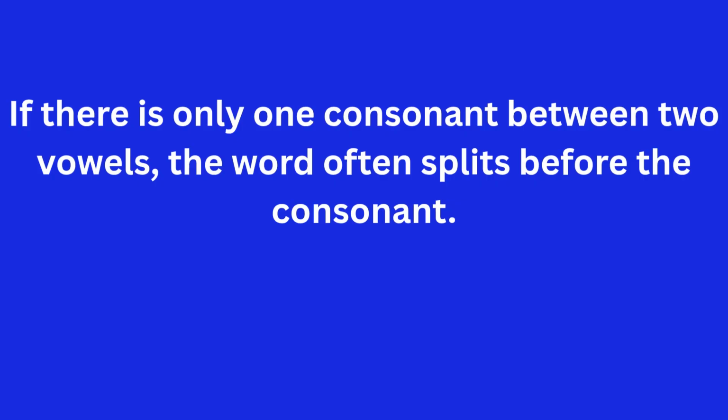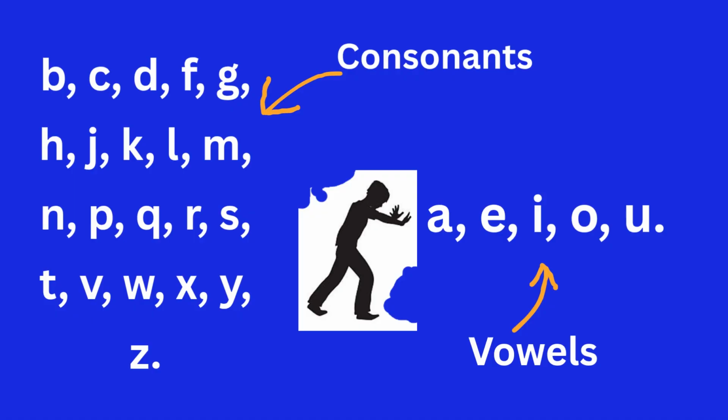Another important syllable rule in English spelling is this. If there is only one consonant between two vowels, the word often splits before the consonant. In many cases, the first vowel makes a long sound. Remember, vowels are A, E, I, O, and U, while consonants are all the other letters of the alphabet.